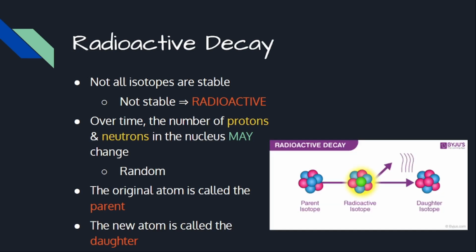So here's an image for you. We have our parent isotope here. We go through some sort of radioactive decay, and we have a daughter isotope, a daughter atom. So we have our parent that is not stable. It goes through a radioactive process, and we create a new atom, what we call our daughter atom.